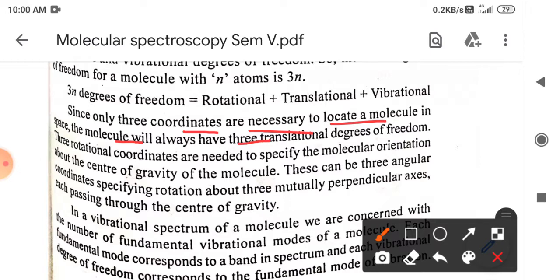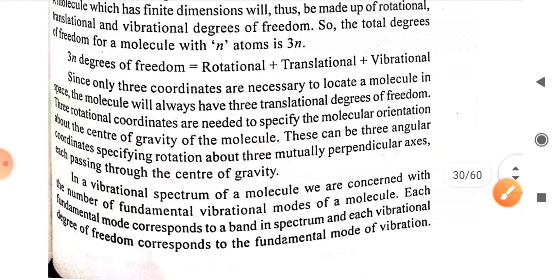It is obvious, because in order to translate the molecule we must specify the three coordinates. Now three rotational coordinates are needed so as to specify the orientation of the molecule about the center of gravity also. So these are the three angular coordinates which will specify the rotational motion about three mutually perpendicular axes coinciding at the center of gravity or the center of mass for the given rotational motion.